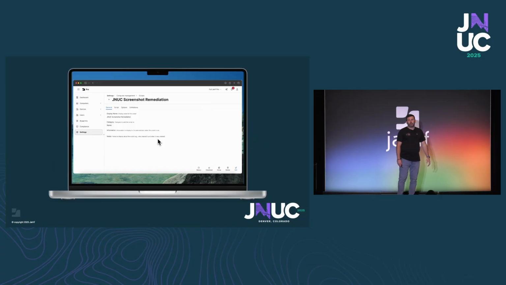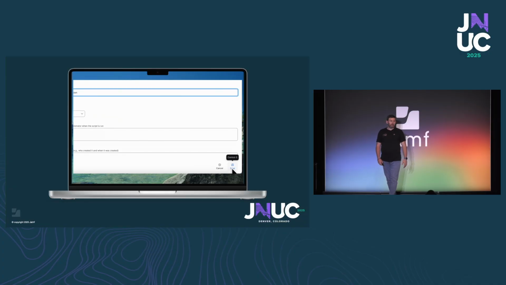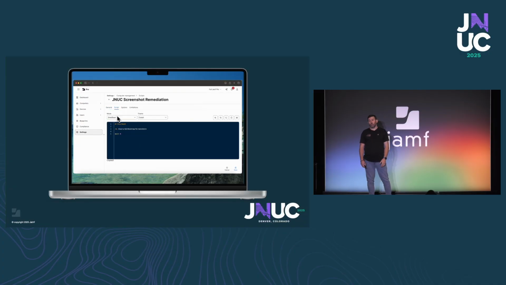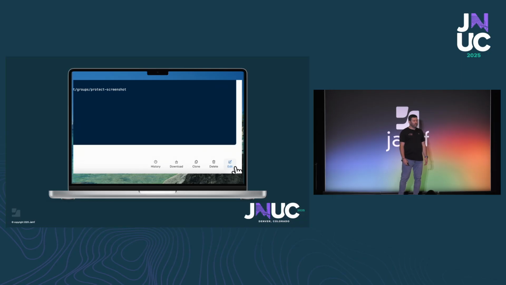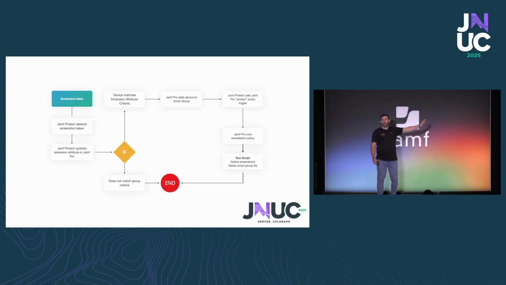So we just need to amend our script really quickly. We're just going to go into our script, edit it, and add an additional remove command in. So we'll pop in there, add a remove command in for Library, Application Support, Jamf Protect, groups, and the name that we gave our groups, in this case, protect-screenshot. All right? Done. So we have actually finished our process now. I know we finished a second ago, but we were missing that. So now when the script runs, it deletes the screenshots, and it deletes that smart group file that we needed, okay?